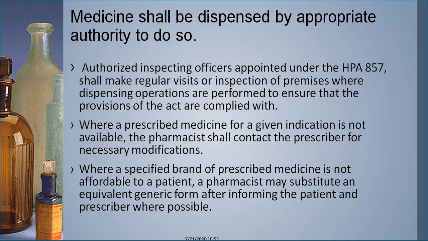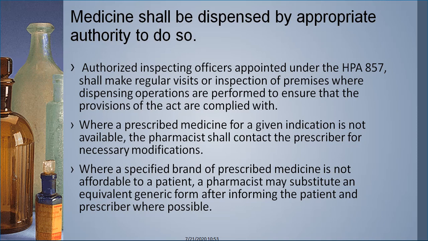Where a prescribed medicine for a given indication is not available, the pharmacist shall contact the prescriber for necessary modification. So the doctor prescribed a medicine like metronidazole, it came to my pharmacy and I don't have the medicine, but I have another medicine that can do the same work as metronidazole. It's called segnidazole. But before I do that, I'm supposed to call the prescriber and inform them of what I want to do. If they agree, I continue. If they say no, I discontinue.